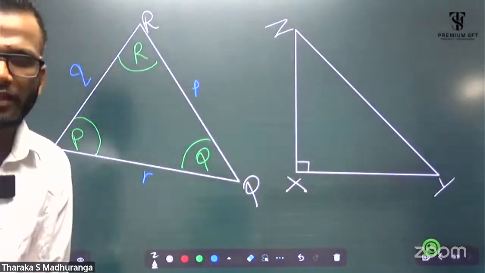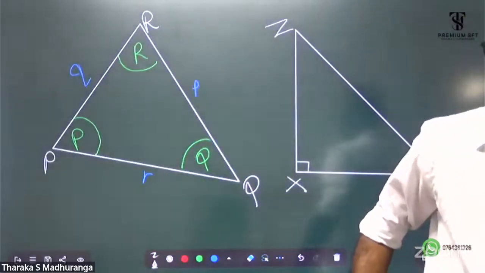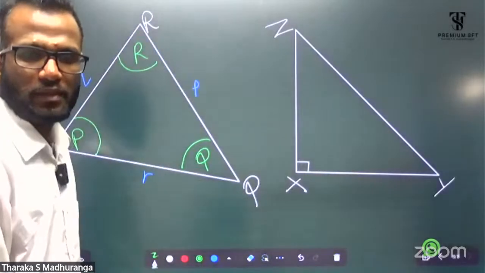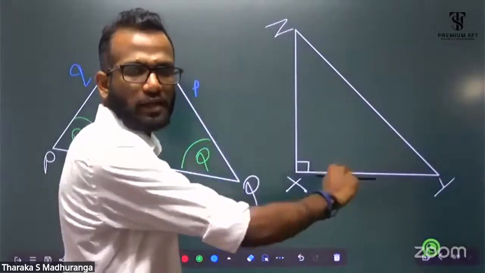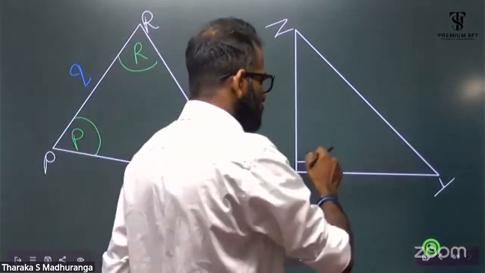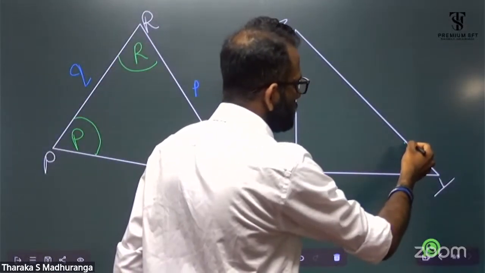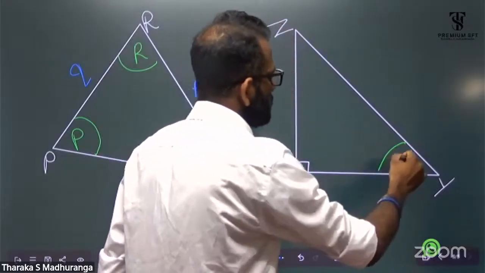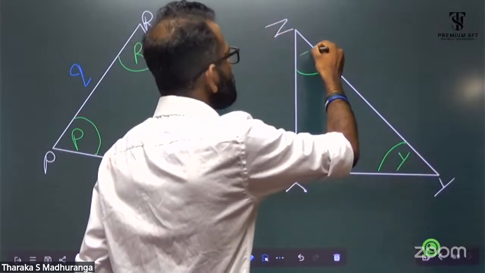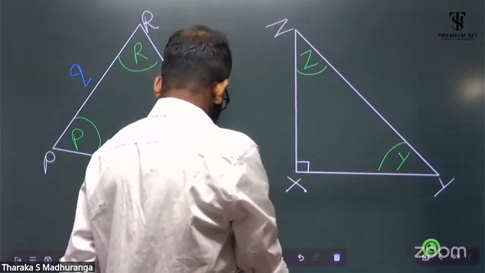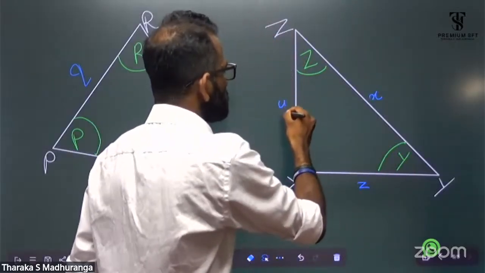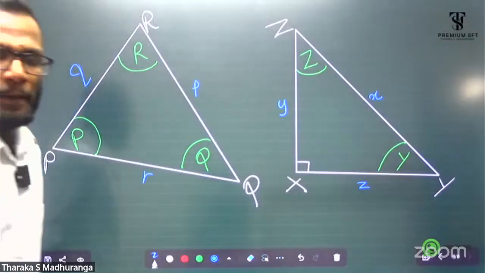Another example. Make up and draw it. XYZ. Any English capital letters we can use. This is a right angle. Therefore, in right angle triangles we are not going to name this right angle. If you want, you can name it, but that's not mentioned in the standard method. This is capital Y, capital Z, simple x, simple z, simple y.